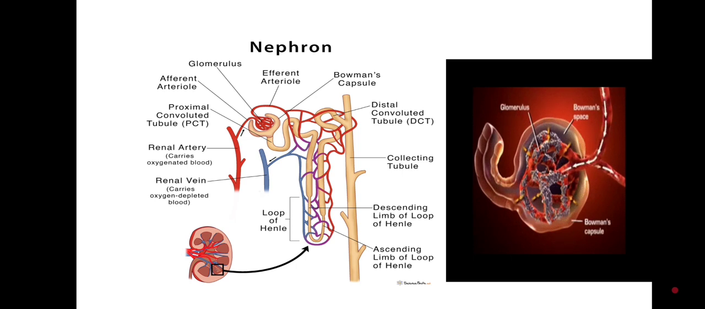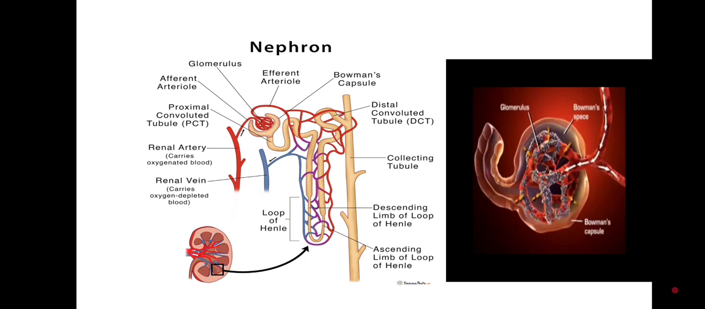According to the picture, we study the glomerulus first. It is a network of capillaries that filters the blood, and it is surrounded by the Bowman's capsule, which collects the filtrate. Then the connecting part of the Bowman's capsule is the proximal convoluted tubule. The proximal convoluted tubule is located in the cortex. It helps to reabsorb water, glucose, amino acids, and electrolytes back into the blood.